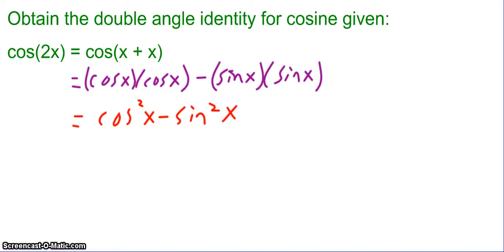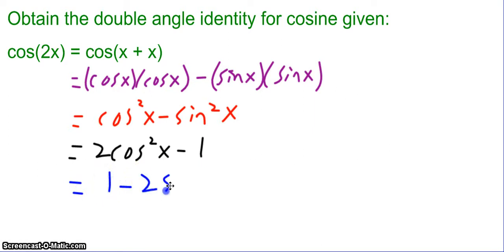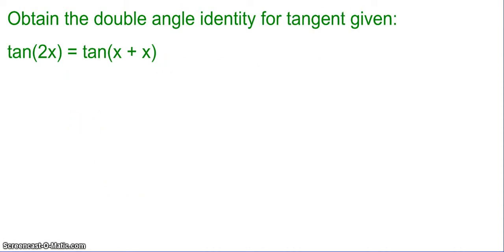Remember, you have two other versions. You also have 2 cosine squared x minus 1, as well as 1 minus 2 sine squared x. Those can easily be obtained from your Pythagorean identities, substituting into cosine squared x minus sine squared x. Alright, maybe a little bit more work.